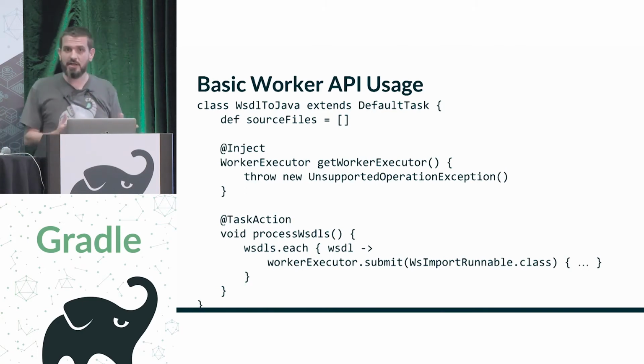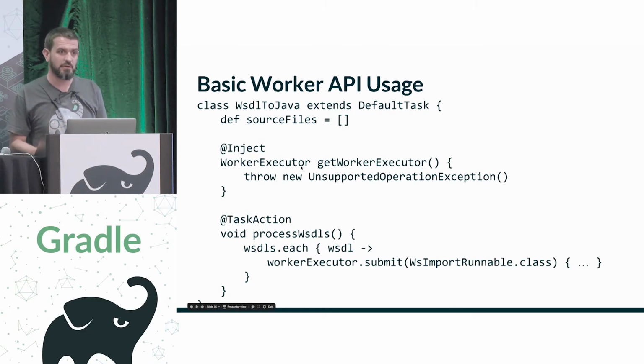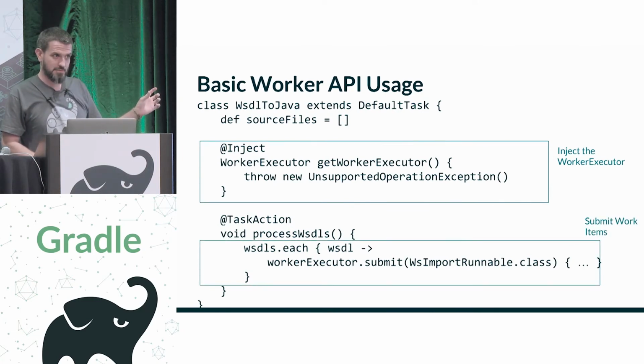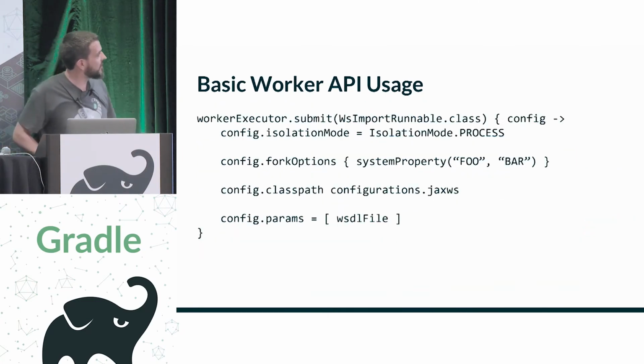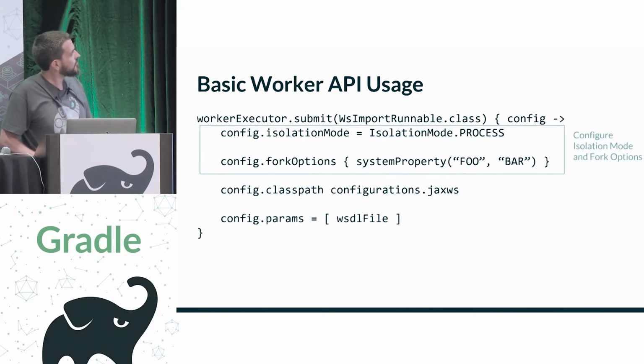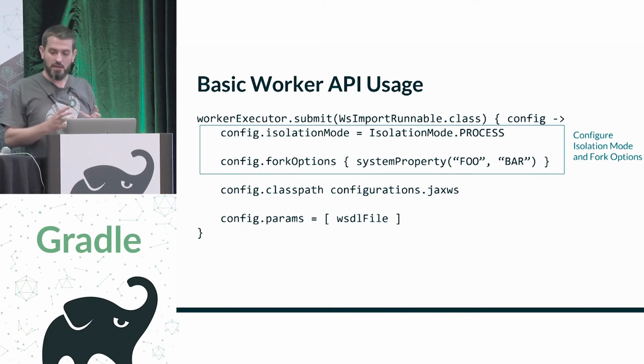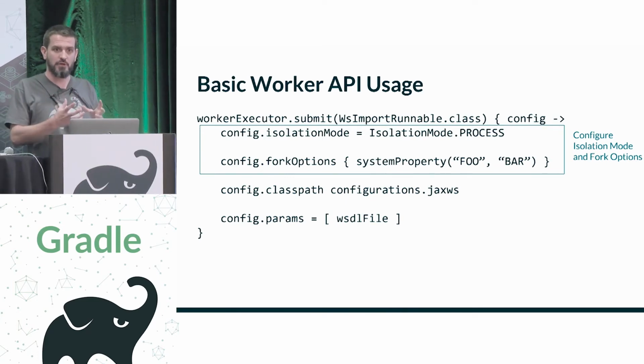So that's basically how you use the worker API. So in your task, you get the worker executor services injected, and then you simply use it to submit work items. Okay? And so in details, we submit the WS import runnable. I will show you this class in a second. But it's basically the implementation of the unit of work.